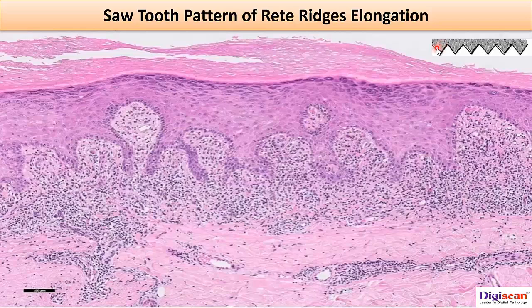Then there is a term, sawtooth pattern of the rete ridge elongation. We have the sawtooth, a saw with which we cut wood. It has teeth which are like this, and there is a condition in which the rete ridges are long, elongated, thin, and appear like a saw. So this is sawtooth appearance of the rete ridges, which is characteristic of lichen planus.